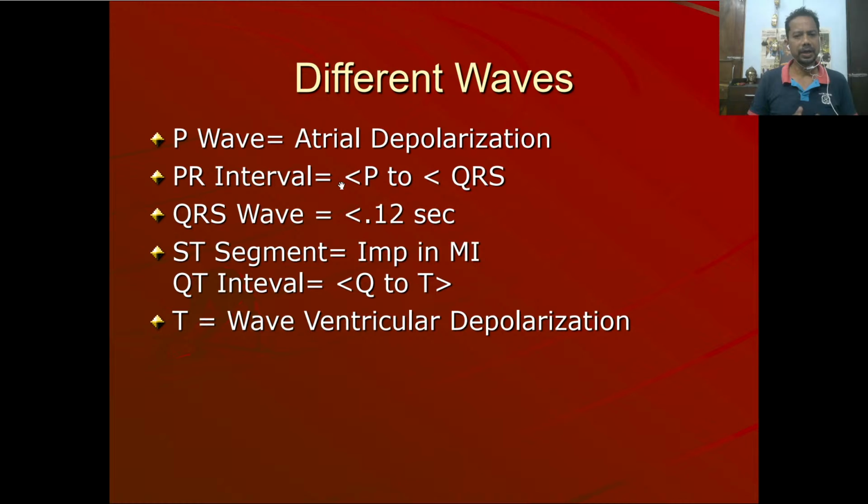Then QT is from the beginning of the Q to the end of the T wave, very important. QT interval is inversely proportional to heart rate. So if QT is more, heart rate will be low, like in hypocalcemia, quinidine toxicity and all. Then T wave shows ventricular repolarization, and if R is good, T has to be of good size.